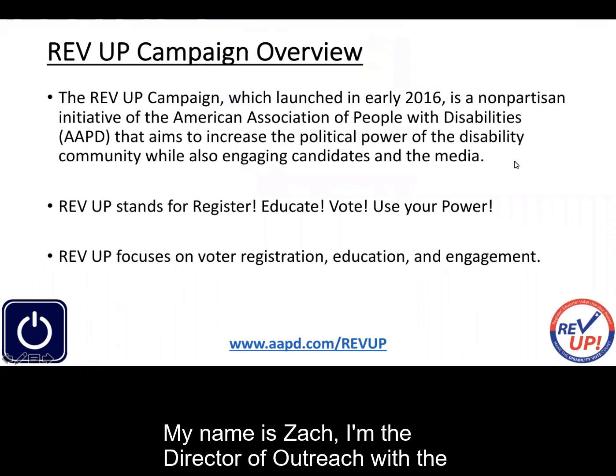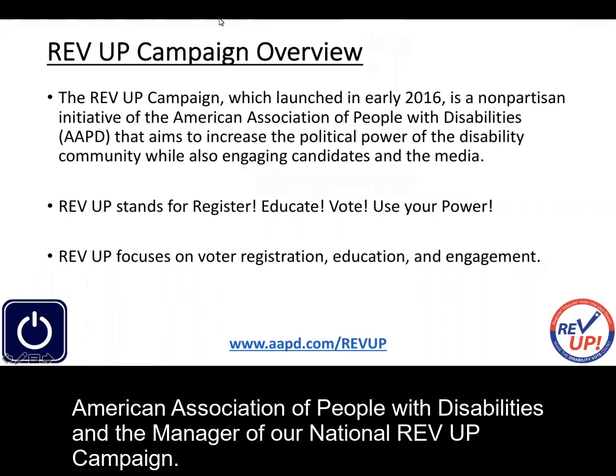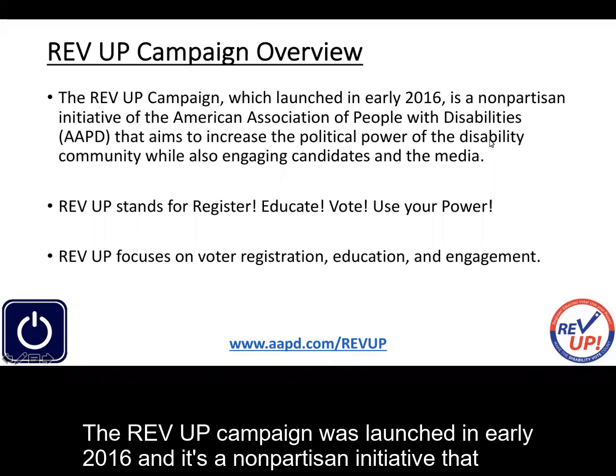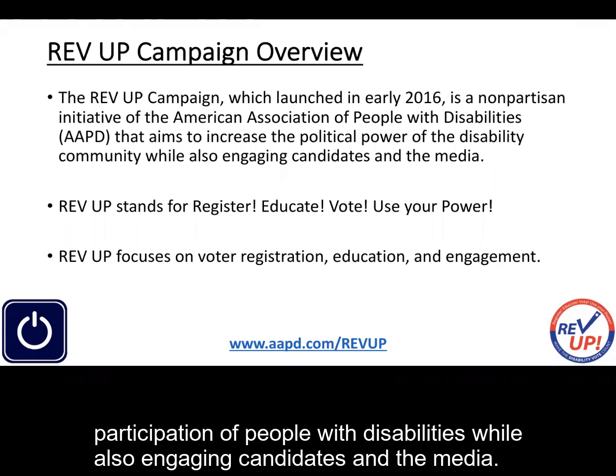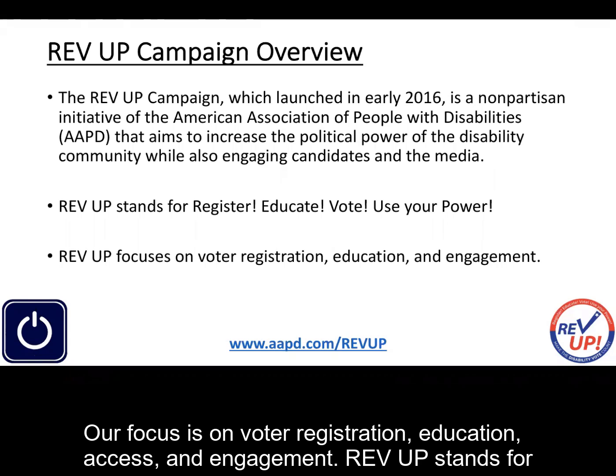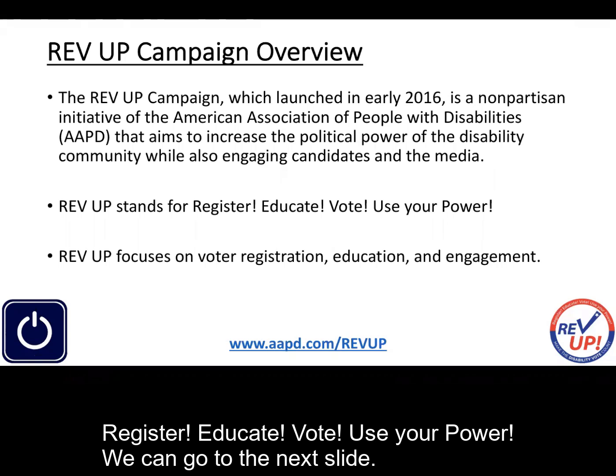My name is Zach. I'm the Director of Outreach with the American Association of People with Disabilities and the manager of our national REV UP campaign. The REV UP campaign was launched in early 2016, and it's a nonpartisan initiative that coordinates with national, state, and local disability organizations to increase the political participation of people with disabilities while also engaging candidates and the media. Our focus is around voter registration, education, access, and engagement, and REV UP stands for Register, Educate, Vote, Use Your Power.